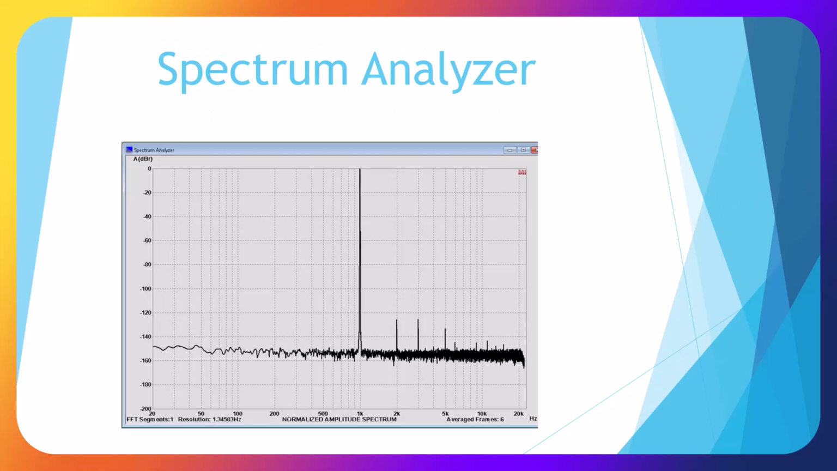Here is a spectrum analyzer plot, and we see on this side we have decibel amplitude, and on the bottom we have frequency, and we can see the highest frequency here at 1K, and then we can see a 2K and other lower frequencies. So we can analyze and tell which frequency and what the amplitude is.